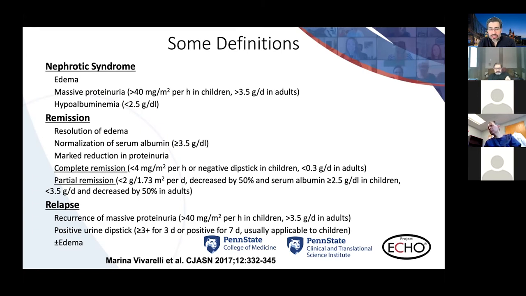Partial remission is when the proteinuria is not completely gone but decreased by 50%, and albumin is more than 2.5 in adults, and in children is less than 2 gram per 1.73 meter square.